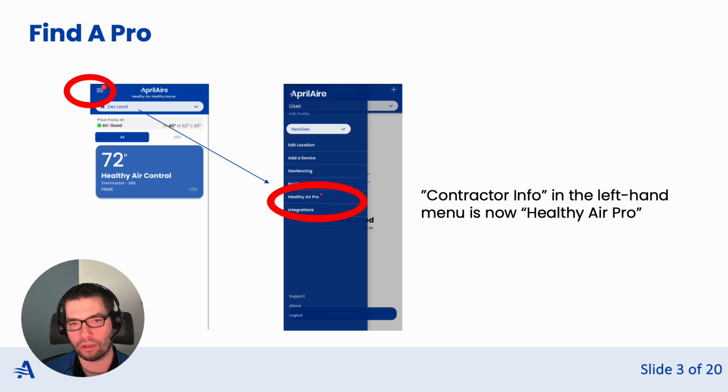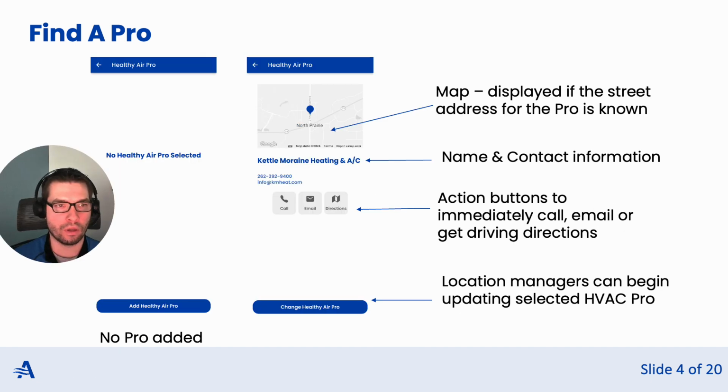And you'll see that there's a little red dot there, and that will be displayed if the customer hasn't entered a HealthyAire Pro with this new feature. So it'll tell the user, hey, you have some action to do here. Please check it out. So when a user taps on that HealthyAire Pro, they'll be greeted with either of two pages. The first page is if no HealthyAire Pro was ever selected. It means there's no information about a previously called contractor in the app. So that is what that page would look like.